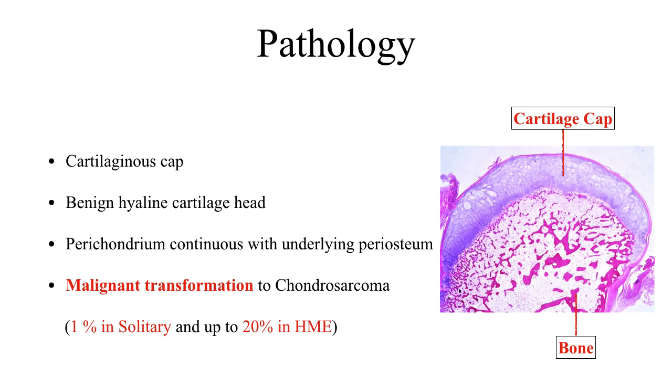So this clearly indicates that in a case of hereditary multiple exostosis, you have to be very careful when the patient complains of pain in the outgrowths because the chance of it turning into malignancy is 20% when compared to only 1% in solitary osteochondroma.